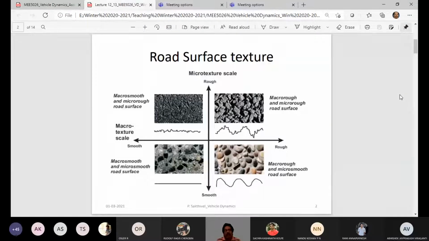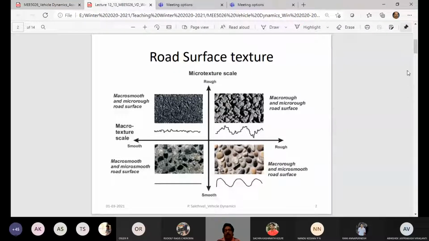So to understand today's lecture, I just want you all to understand this particular diagram. What is this? It is road surface texture. See, road surface texture has so much influence on the performance, or the vehicle dynamic aspect, of road vehicles.